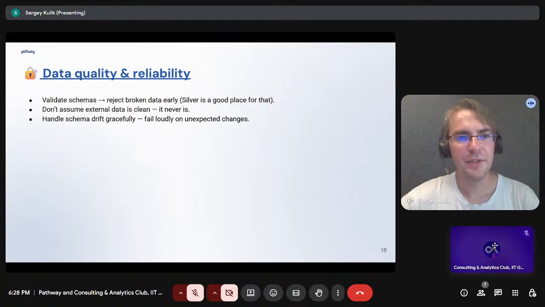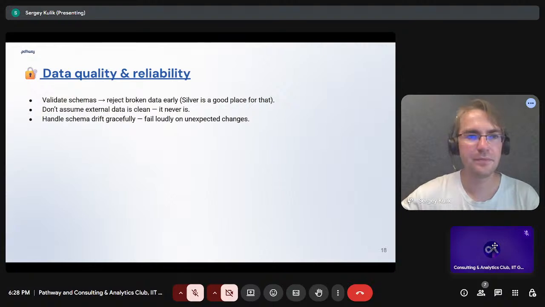And handle the change of the schema gracefully. In general, I would recommend making schemas backwards compatible. If you add a new field, always make it nullable, and version the schemas.